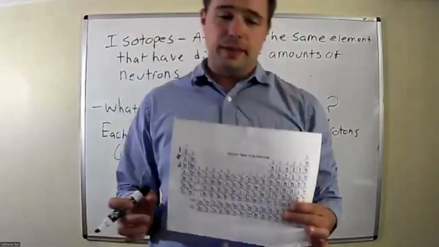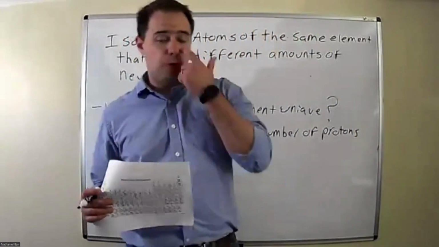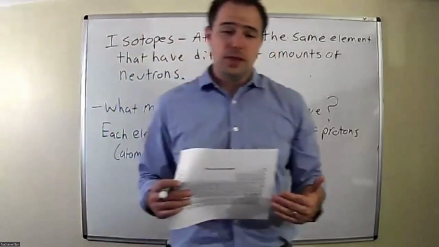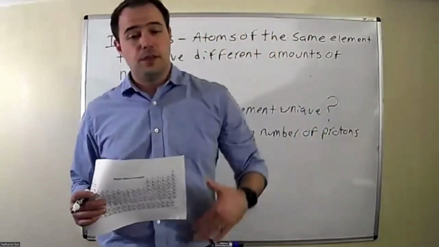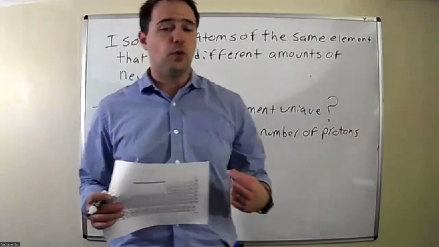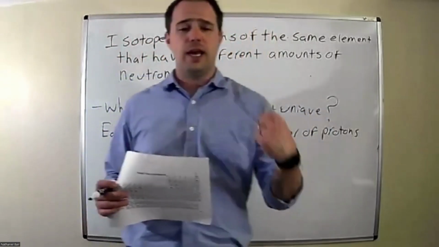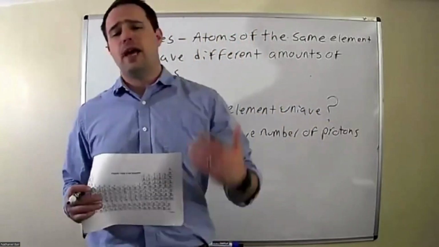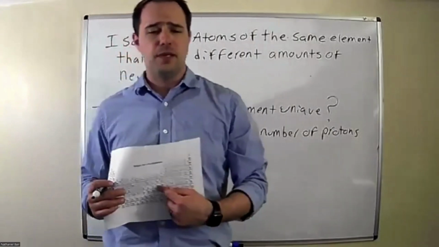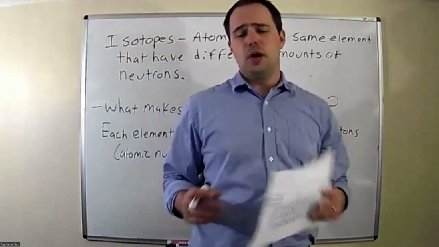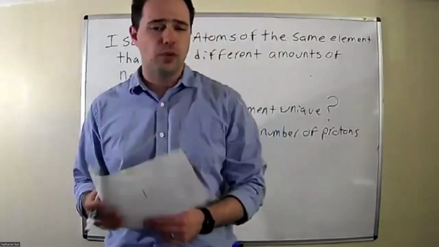So if you look at a periodic table, what makes a carbon atom a carbon atom? Well, it's got an atomic number of 6. Each carbon atom has 6 protons. Each nitrogen atom has 7 protons. Each fluorine atom has 9 protons. Each neon atom has 10 protons. Each iron atom has 26 protons. Iron is Fe. It's got an atomic number of 26. Each sodium atom has 11 protons.